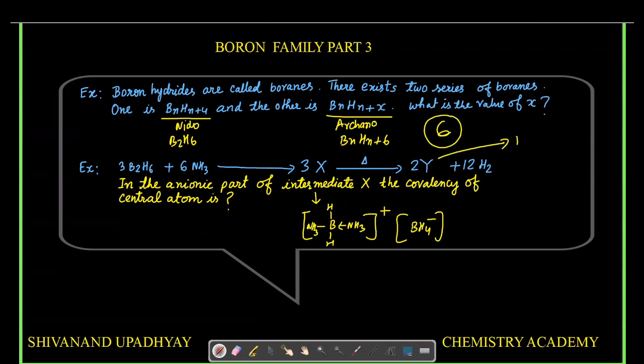ये जो है वो है B3N3H6 inorganic benzene. But they are asking that in the anionic part of intermediate X, the covalency of central atom boron is this and the covalency of this is 4. 4 covalent bond बन रहे हैं, ठीक है. So covalency will be 4. So the answer of this question will be 4.